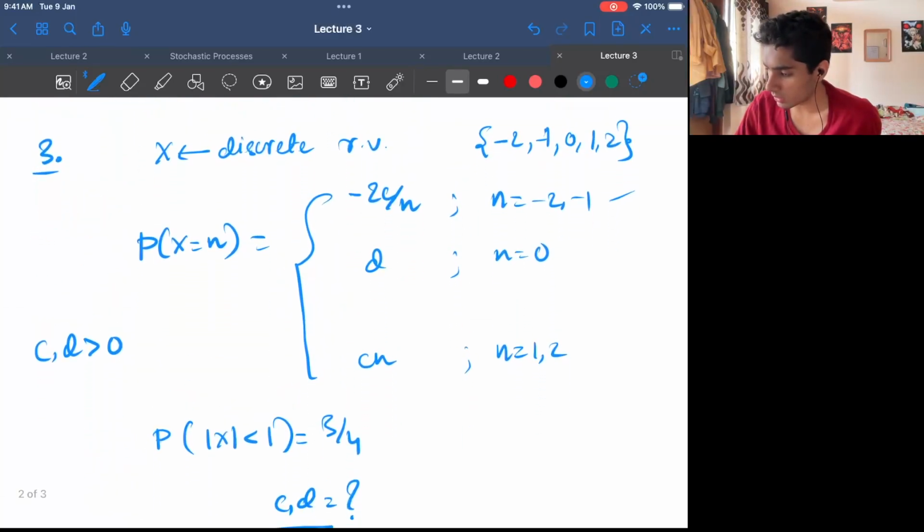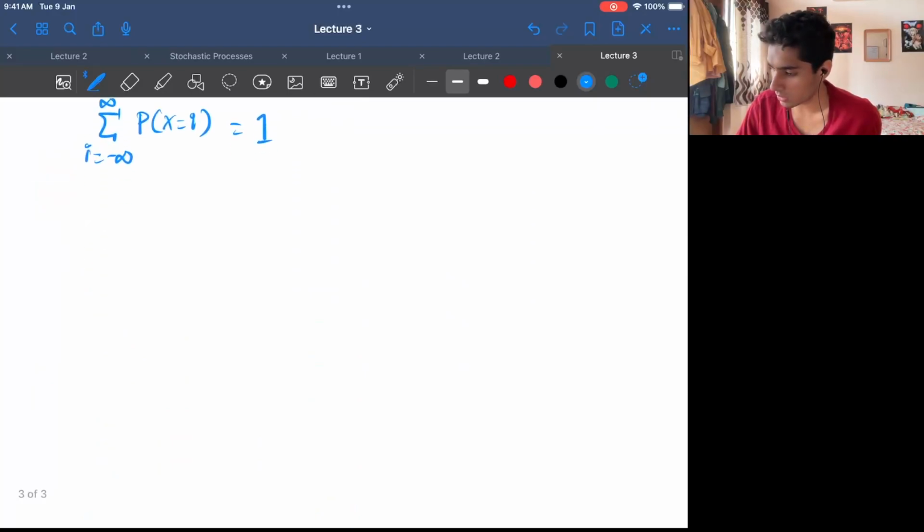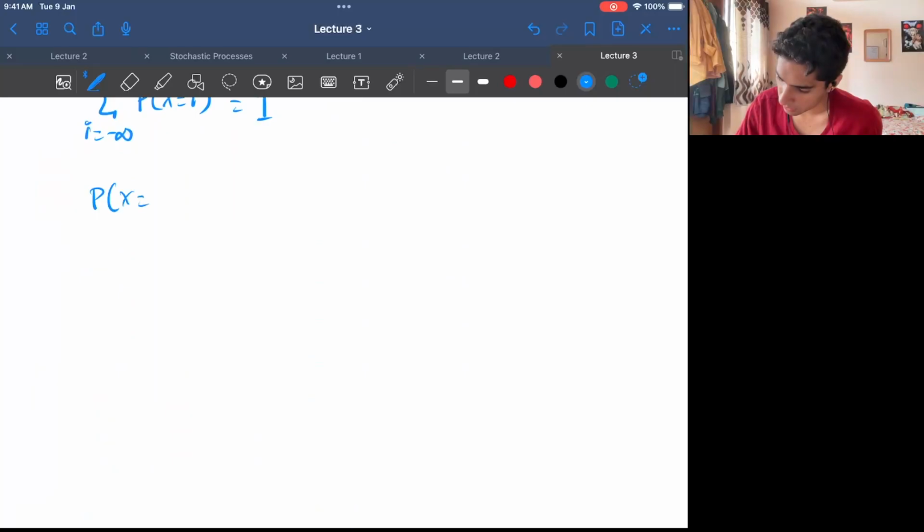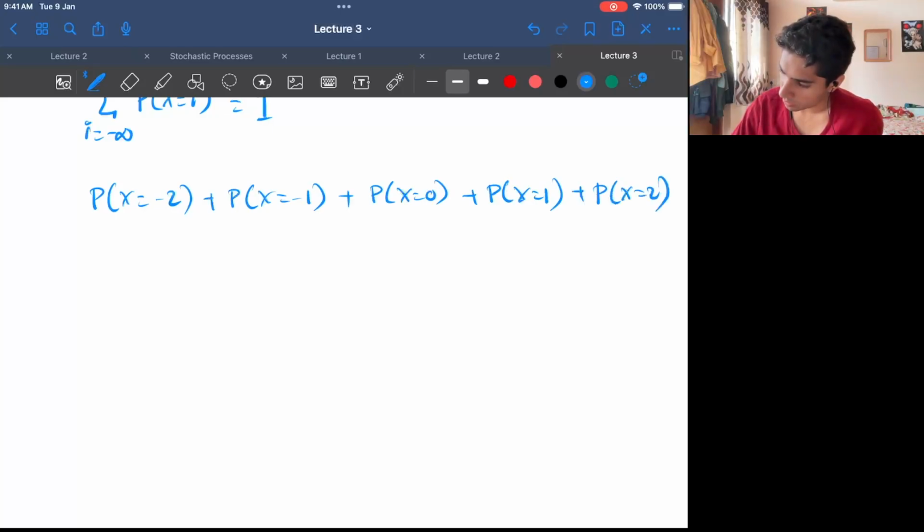Since you have minus 2 c by n, d, c by n, right? You can just add them up. So let's say probability of x equal to minus 2 plus probability of x equal to minus 1, probability x equal to 0 plus x equal to 1 plus x equal to 2. This should be equal to 1.